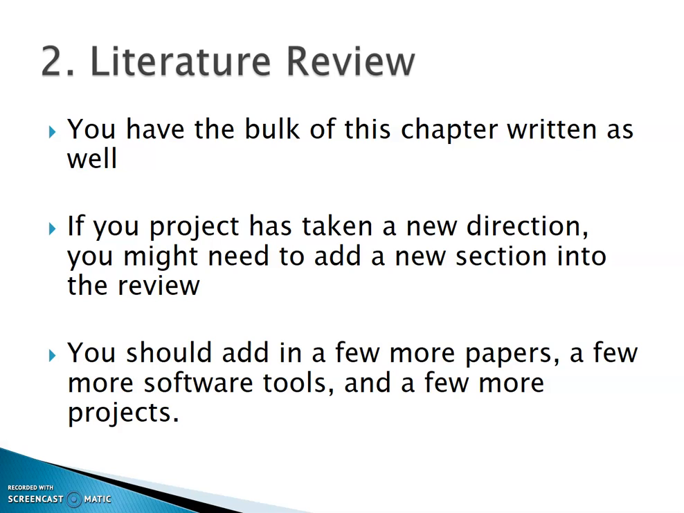The literature review chapter, I think, again, is one where you've got an awful lot of it written already. It could be the case, let's say, in your project you were doing image processing, and you realize now in the last couple of weeks that you need to add in AI to help the image processing work. Well, if that's the case, then it definitely makes sense to add in a section in the literature review about AI as well.